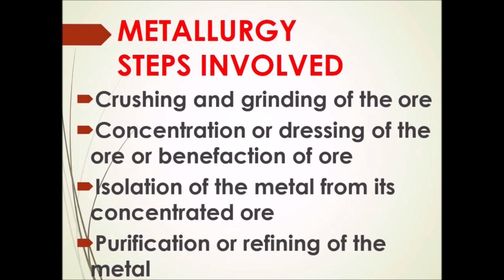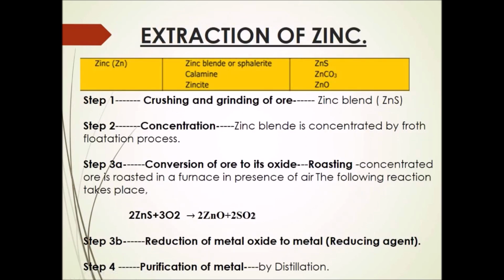The first metal which we are going to extract is zinc. Extraction of zinc: zinc exists in the earth's crust as zinc blende, calamine and zincite. Now let us choose zinc sulfide for this extraction of zinc. The ore which we are going to choose is zinc blende. The first step in the process of extraction is crushing and grinding of the ore. So the ore obtained in the form of lumps is crushed and ground.